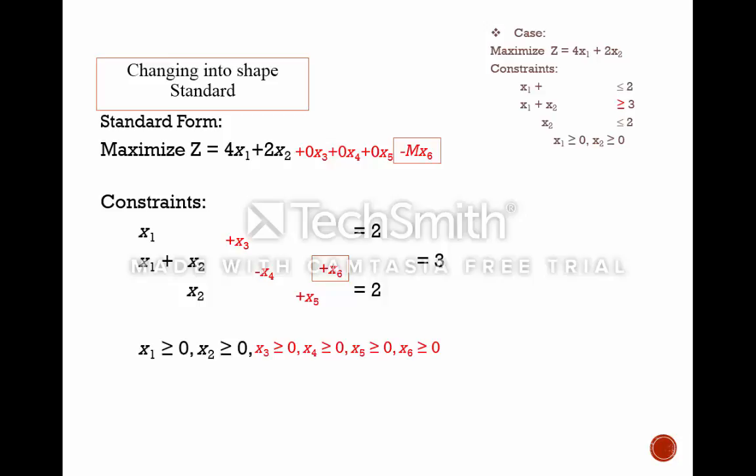The coefficient of x6 is equal to negative M, so z wouldn't choose x6 as a solution. That means it must have 0 value, because if it's not 0, it makes the z value become negative ones as a result of this M. So we force x6 to be worth 0 by making the coefficient negative M.